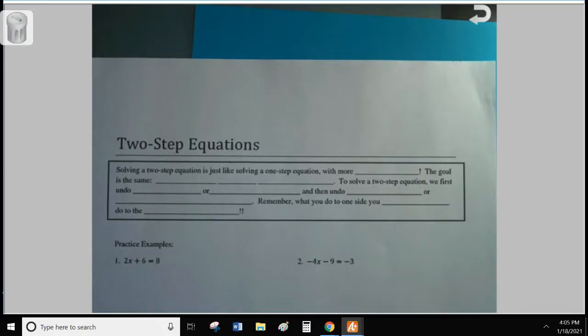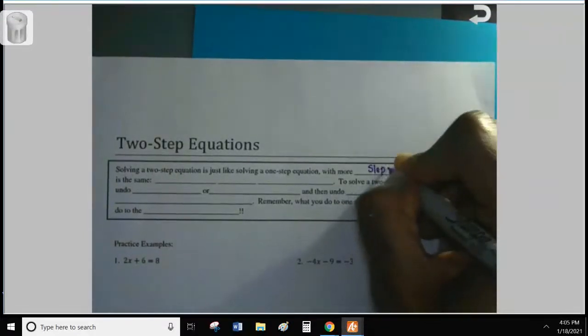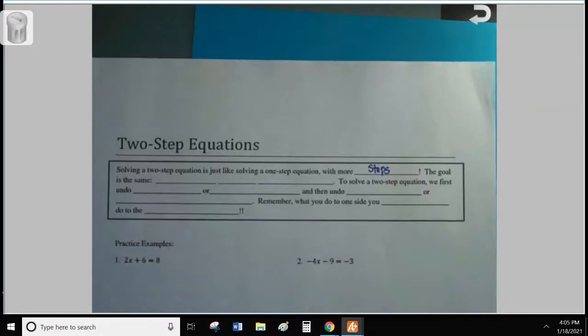Two-step equations. Yesterday we looked at solving two-step equations, and I told you that we were going to come back and look at division in two-step equations. So we just want to go back through some notes. Solving a two-step equation is just like solving a one-step equation with more steps. The goal is the same.